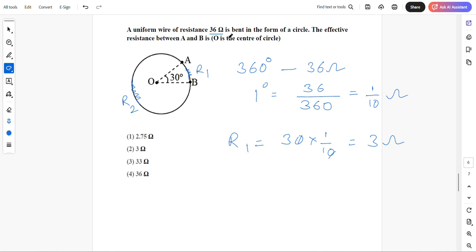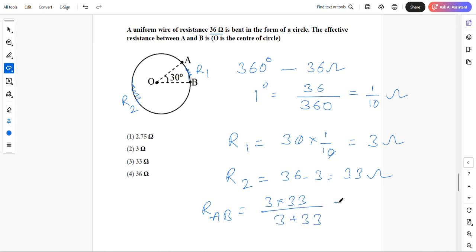Now what is the total resistance? Total is 36. R2 will be equal to how much then? This is 3 ohm, so total 36 means R2 is 36 minus 3, that is 33 ohm. The combination is in parallel, therefore resistance between A and B will be 3 into 33 divided by 3 plus 33. So this is 99 divided by 36, approximately 2.75 ohm is the right answer.